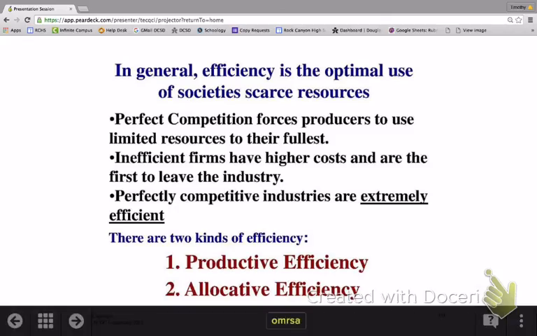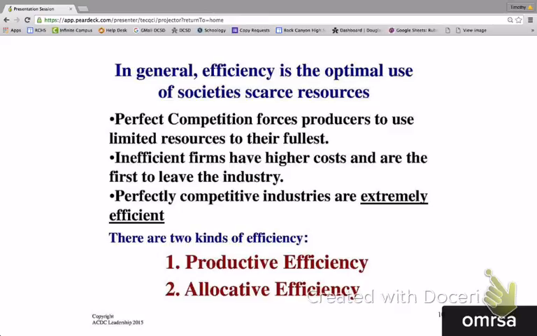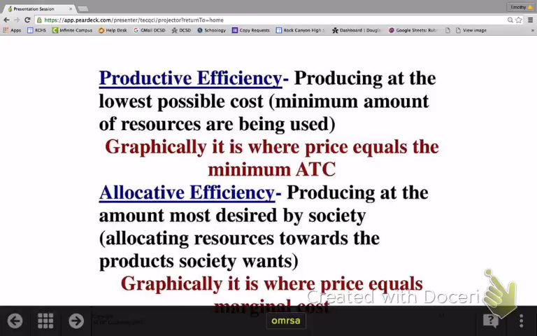So in general, efficiency is the optimal use of society's scarce resources. Perfect competition forces producers to use limited resources to their fullest. Inefficient firms have higher costs and are the first to leave the industry. Perfectly competitive industries are extremely efficient, both productively efficient and allocatively efficient.